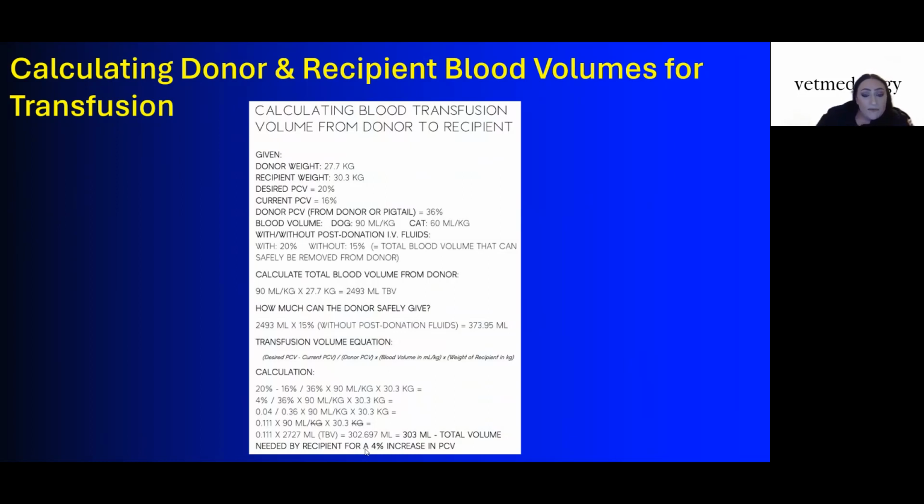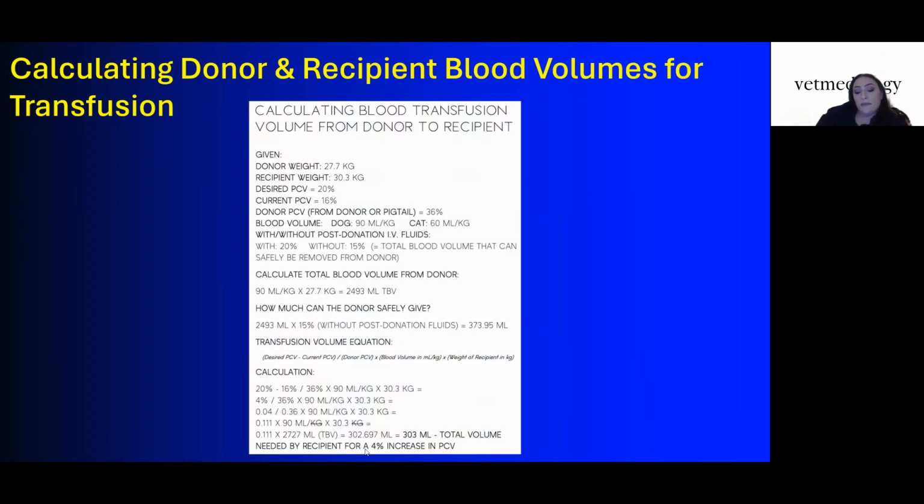So we want to now divide 0.04 by 0.36. That gives us 0.111 times 90 mils per kg, times 30.3 kgs. And we want to go ahead and multiply the 90 mils per kg by the 30.3 kgs, and 0.11 times 27 mils total blood volume gives us 302.697 mils, or 303 mils total volume needed by the recipient for a 4% increase in PCV.